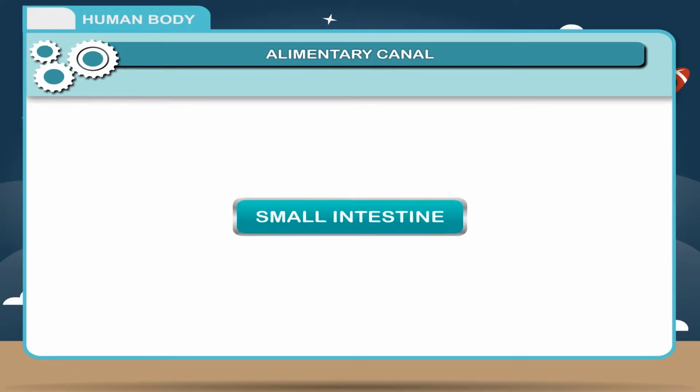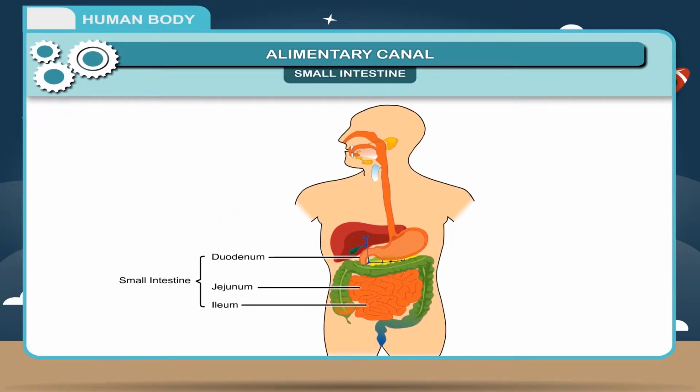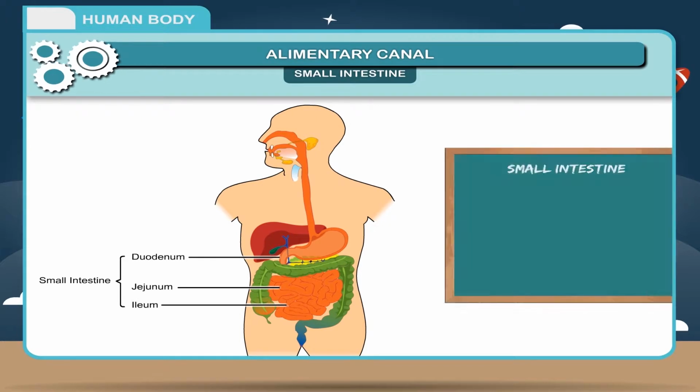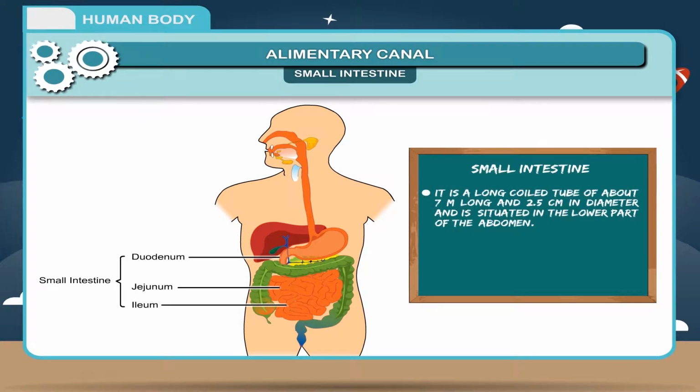Small intestine. It is the most important part of the alimentary canal because all the digestion and absorption of food occurs in the small intestine. It is a long coiled tube of about 7 meters long and 2.5 centimeter in diameter and is situated in the lower part of the abdomen. It is divided into three parts: duodenum, the C-shaped first part of the small intestine; jejunum, the coiled middle part; and ileum, the final section leading into the large intestine.